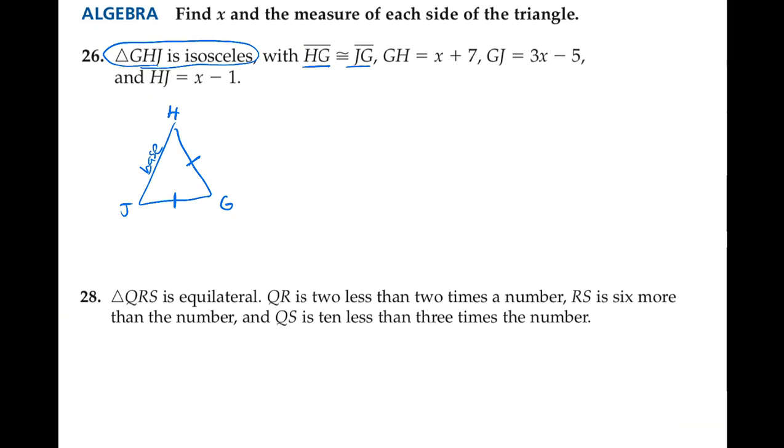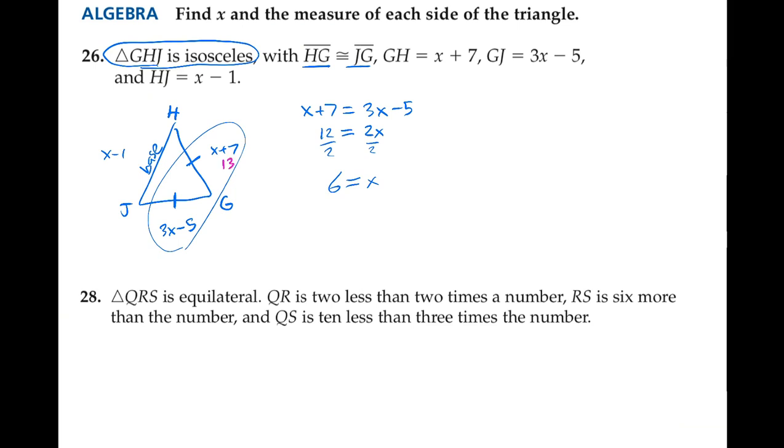Okay, anyways. So now GH is x plus 7. We got GJ is 3x minus 5. And we got the other side is x minus 1. So we know these are the sides that match. So we would definitely set up the equation to be this. Now we have one variable and one equation, which we can solve. Subtracting the x from both sides. Adding the 5 to both sides. Then we divide by 2. We get x is 6. Let's plug it in to make sure we didn't make any mistakes. So over here we get this is 13.